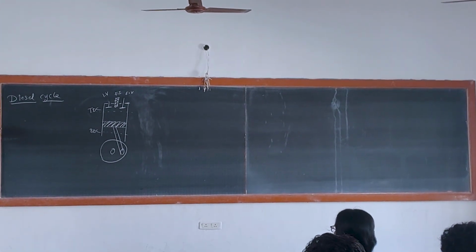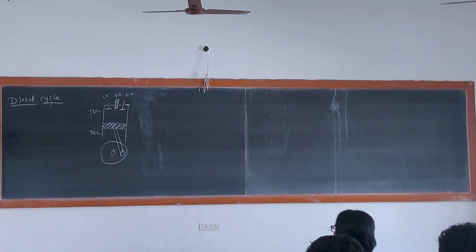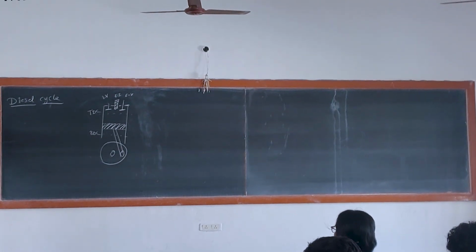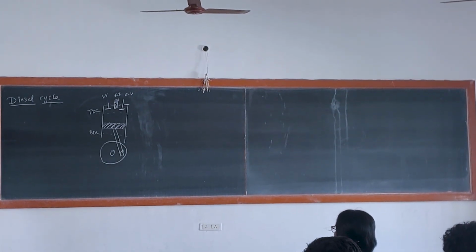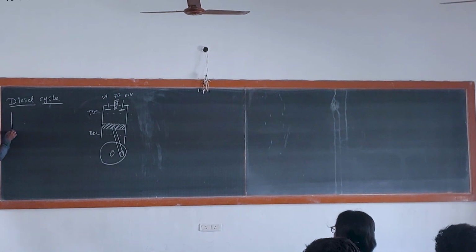One more diagram: the PV diagram and the TS diagram. PV means pressure and volume. TS means temperature and entropy. Very good boy.